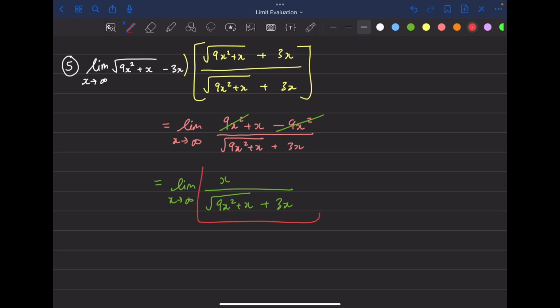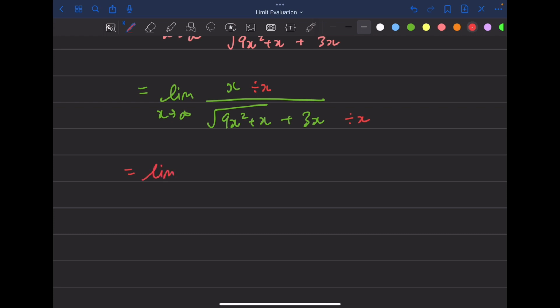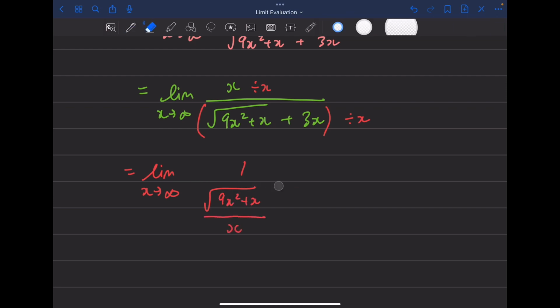Because we have a fraction, if you have a fraction, you can simplify. So how do you simplify? You divide top by x and you divide the bottom by x. Let's do that. You would get the limit as x approaches infinity of, let me write the infinity again, x divided by x is 1. And then this entire thing divided by x, it's going to be the square root of 9x squared plus x, all divided by x like this. And then the 3x is going to be plus 3x over x. You basically divide this term by x and divide this term by x. That's all I'm doing here.